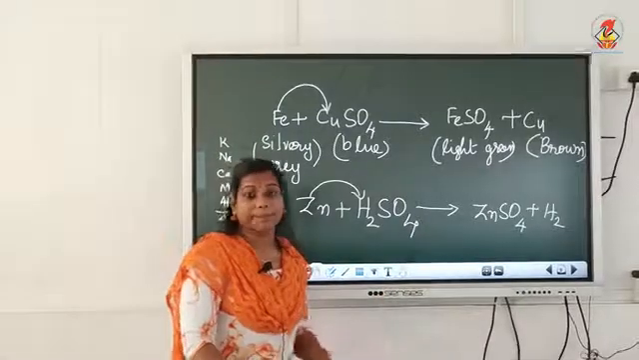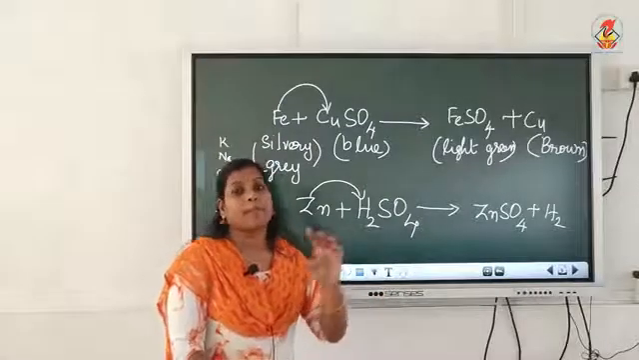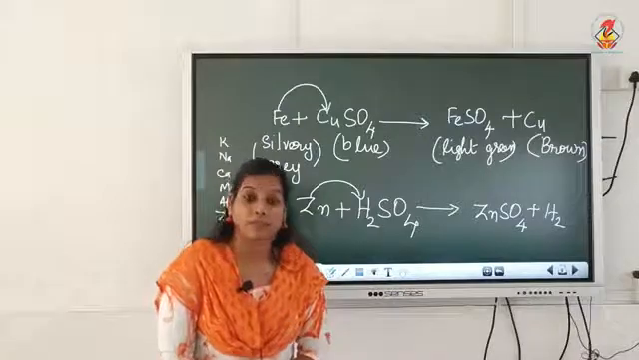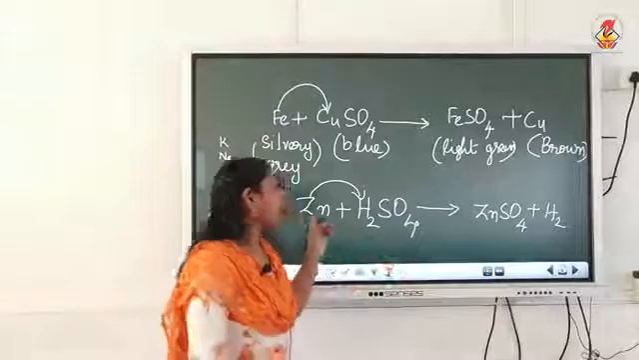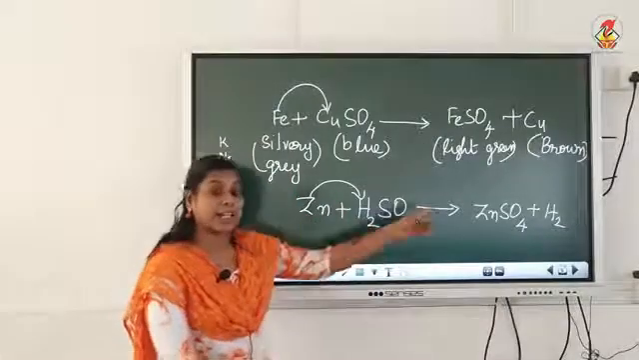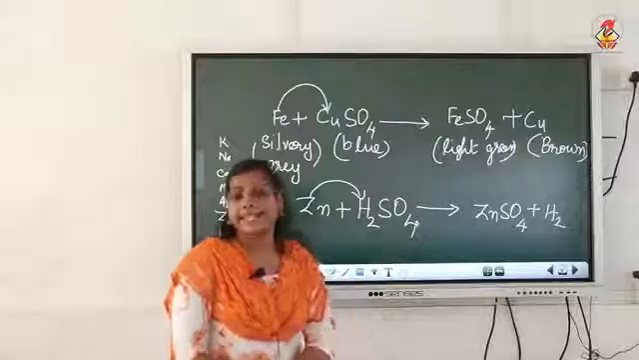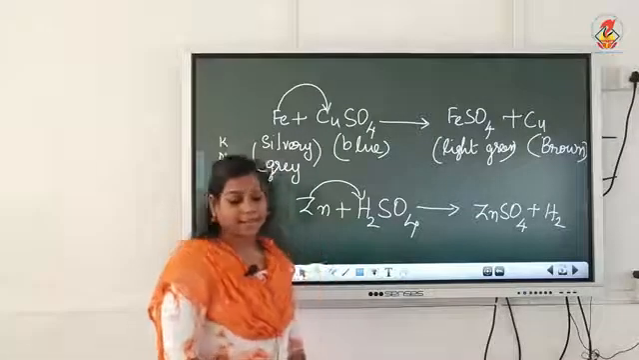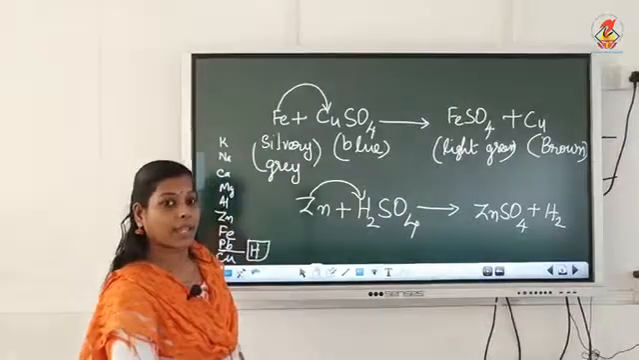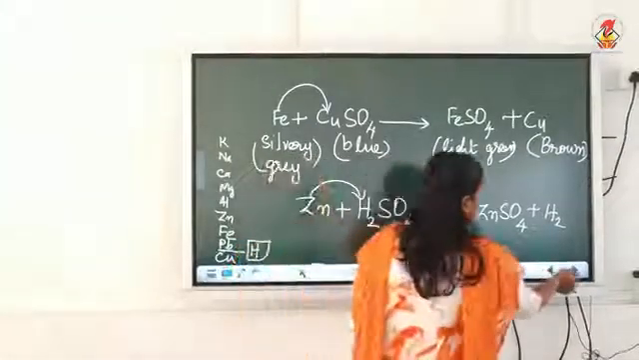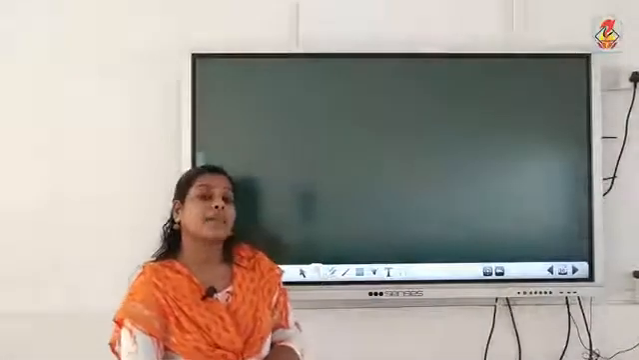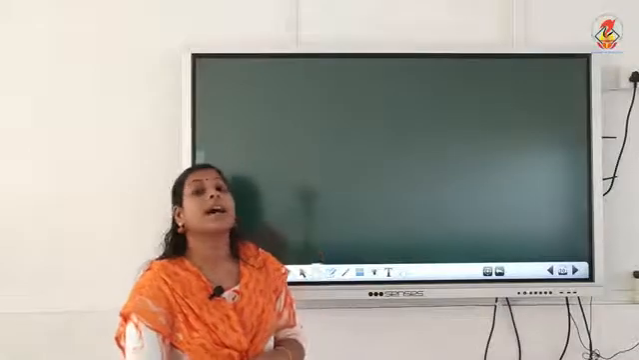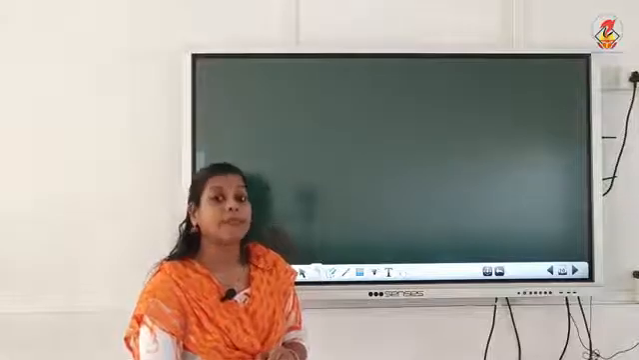And how do you check the presence of hydrogen gas? By showing a burning matchstick. If it produces a pop sound, definitely we can say the evolved gas is hydrogen. This is also a reaction of metal with acid. So, this is the displacement reaction. Okay. Now, before comparing the reactions, we can see what are the chemical properties of non-metals also.